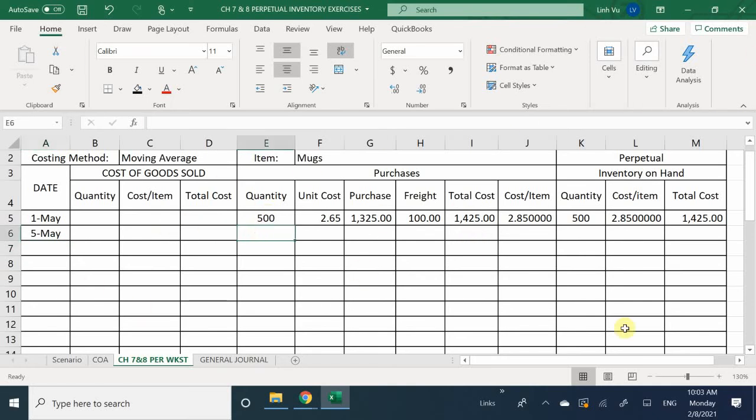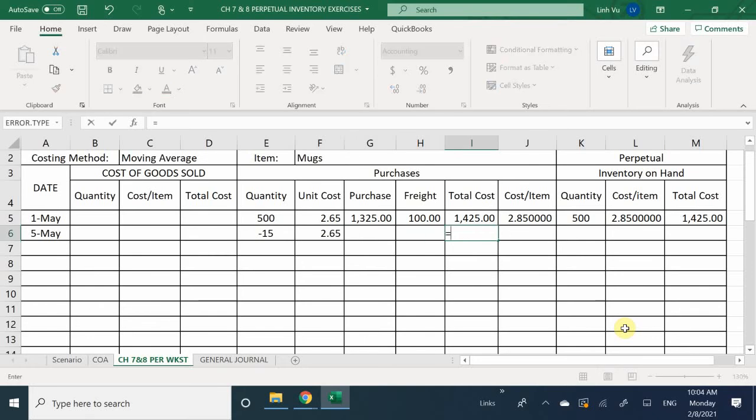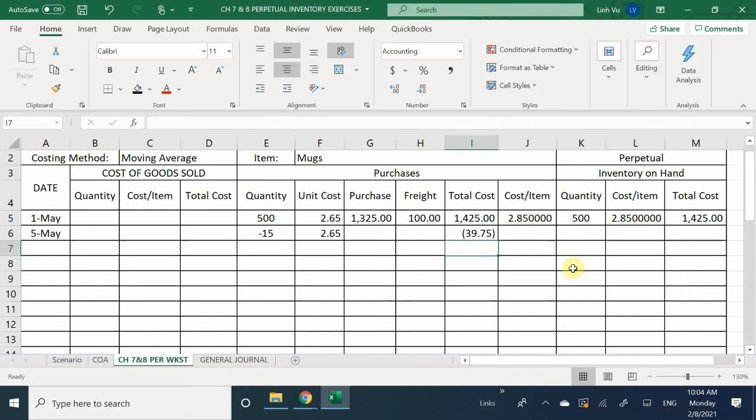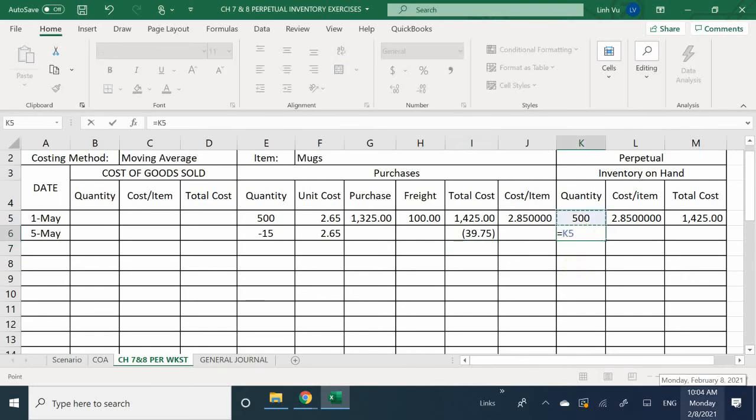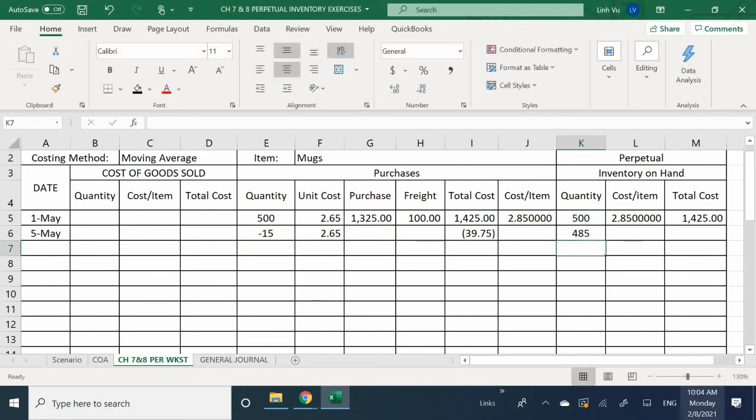So here, this is what I'm going to do, just to show what it's going to be. We returned 15 broken mugs. What was the total cost for the mugs? $39.75. So here you go. I'm going to place that negative number so you know you made a return, and it's supposed to be for the $39.75. So I'm going to subtract out that number. So 500 plus the negative 15 should give you how much remaining? 460.25. So you calculate this one right here.